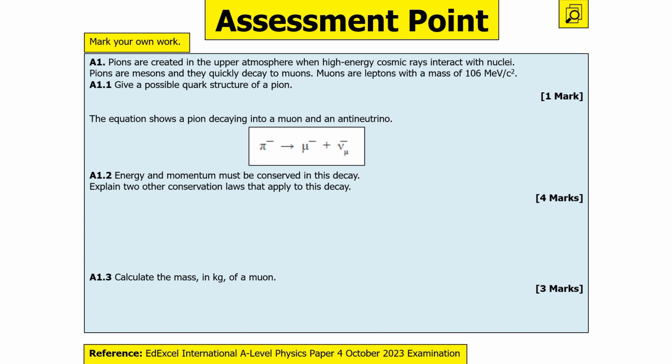Right, in this first one, a pion can't contain a strange quark because it would therefore be a kaon if it did. You can see the structure of a pion.